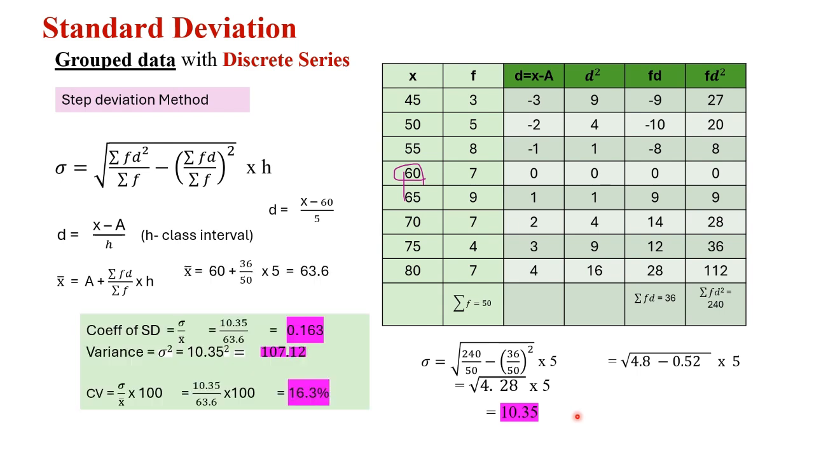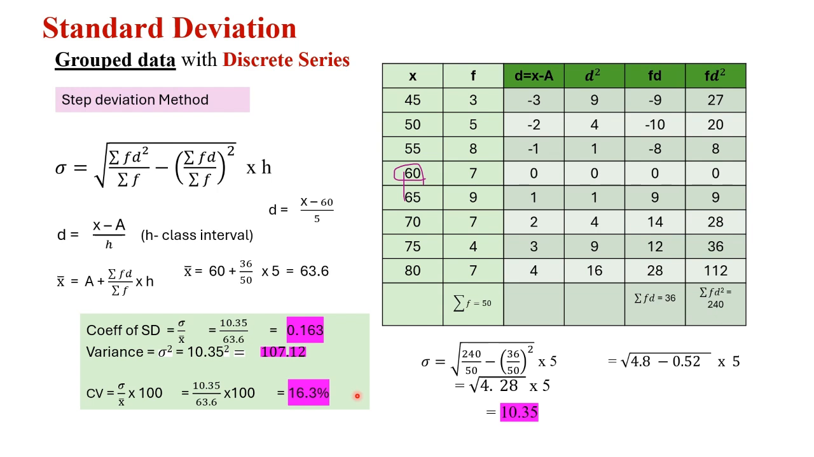Coefficient of standard deviation is sigma by x bar. X bar is equal to a plus sigma fd by sigma f times h, 60 plus 36 by 50 times 5, that is 63.6. Putting the values here, 10.36 by 63.6, which is 0.163. Variance is square of standard deviation, 107.12. Coefficient of variance is sigma by x bar times 100, which is 16.3%.